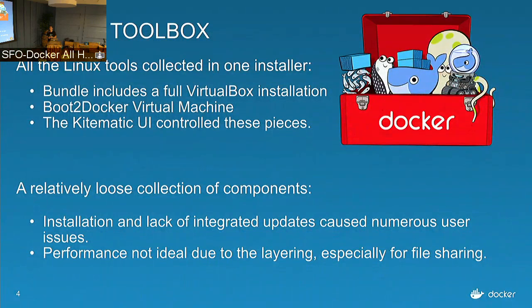The problem is these components also introduced a lot of pain in the user process because there was no sure way to create updates and notify the user that a better version of the toolbox was out there. Some of the installations were failing, some of the VMs were not created properly, some of the networking was not created properly. Overall, there was a huge performance hit because of all these layers that were added, and file sharing was probably the worst of them all: if you tried to mount a folder and you didn't pay attention, it wasn't within your user environment, and therefore you could not do anything.